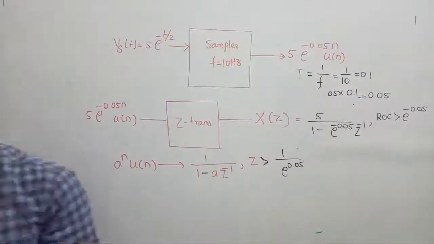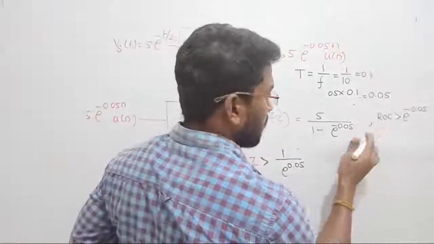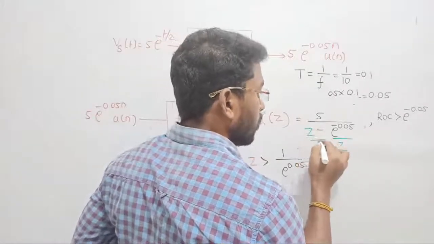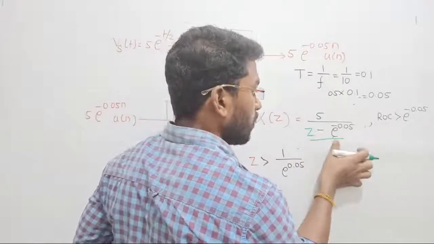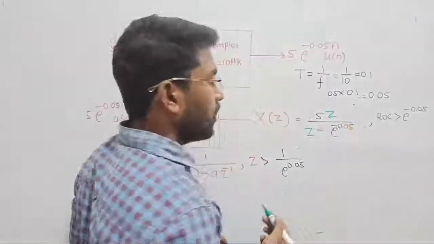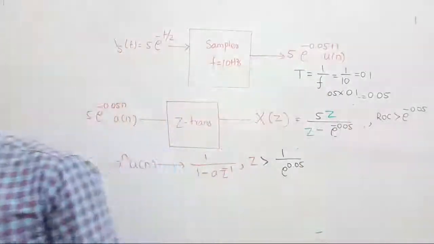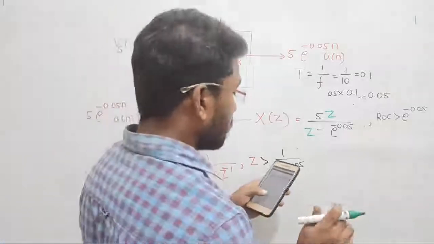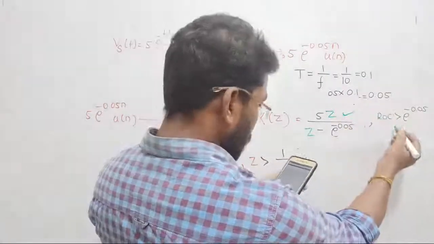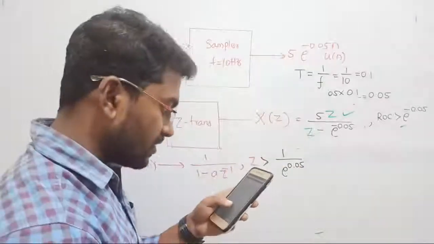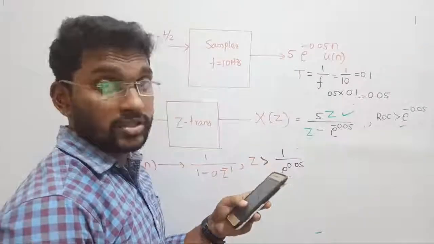If you take the denominator across, it will become z; cross-multiply and it will become z, whole divided by z. Pass that up and happily you are getting the answer: 5 times z divided by z minus e power minus 0.05. Right? Now what is the answer? 5 times z divided by z minus e power minus 0.05, with the ROC greater than e power minus 0.05. What is the correct answer? Option C. Option C is the correct answer.